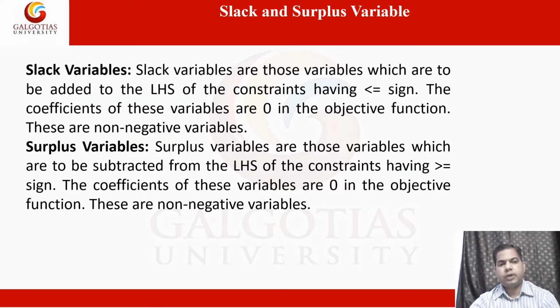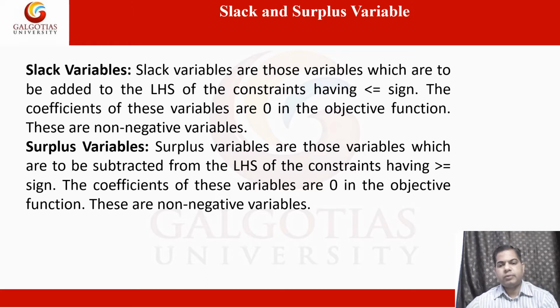There are two types of variables we use when we solve an LPP by the simplex method. One is the slack variable and the second is the surplus variable. Slack variables are those variables which are added to the left hand side of a constraint having a less than or equal to sign. The coefficients of these variables are 0 in the objective function, and these are non-negative variables.